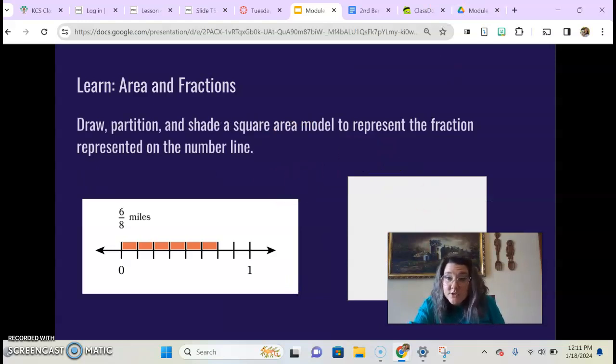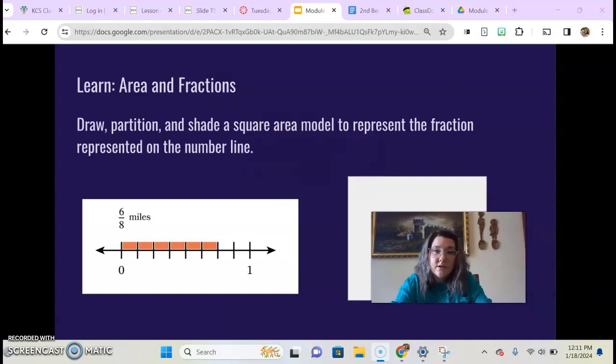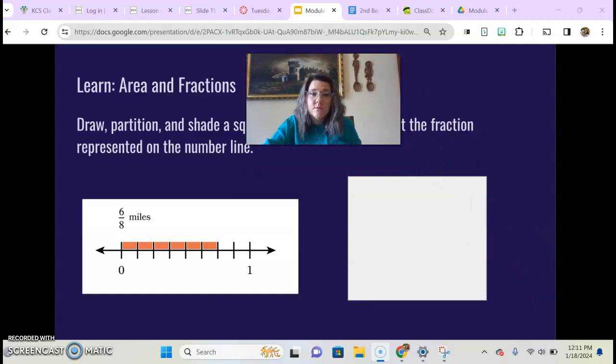Okay, so what I want you to do is get your journals out, or you can use a blank page, and I want you to draw a square area model and represent 6/8. So we see that 6/8 is represented on the number line, that we have 0 to 1. The 1 represents 1 whole, and the 1 whole is partitioned or divided into 8 equal parts. And then we see 6 parts shaded.